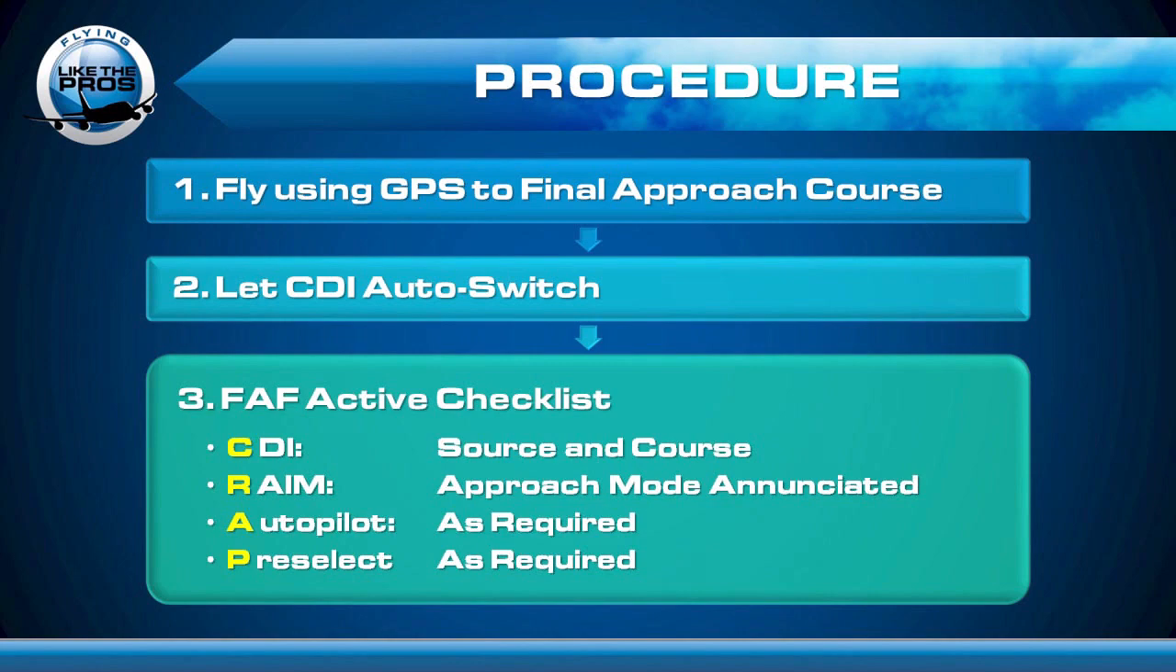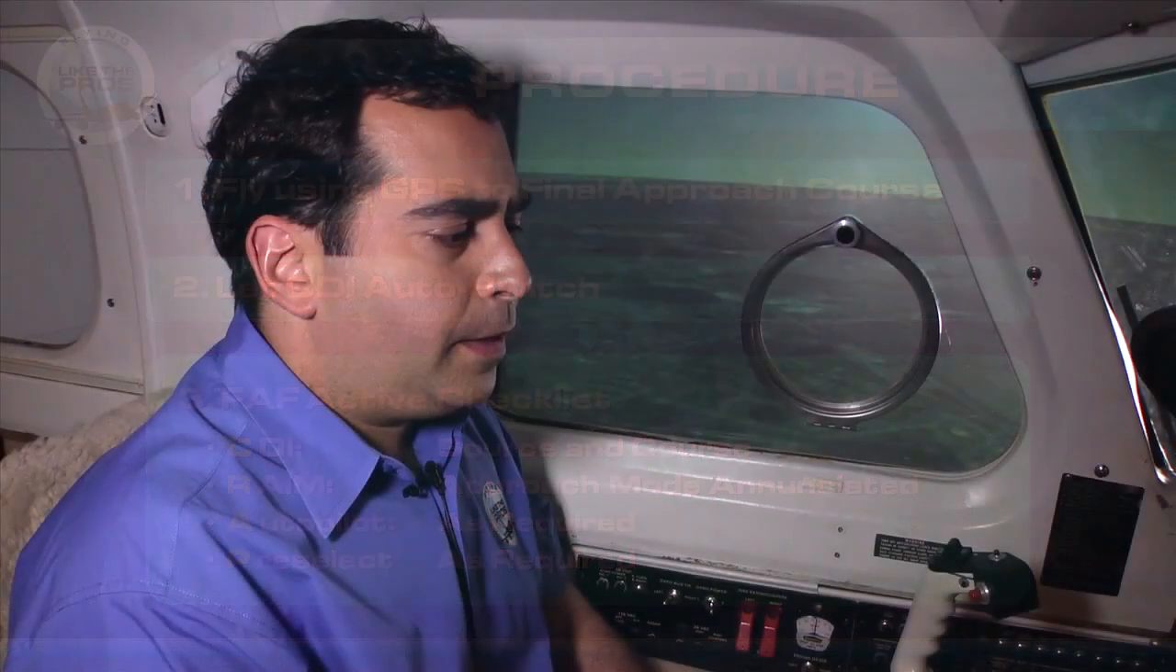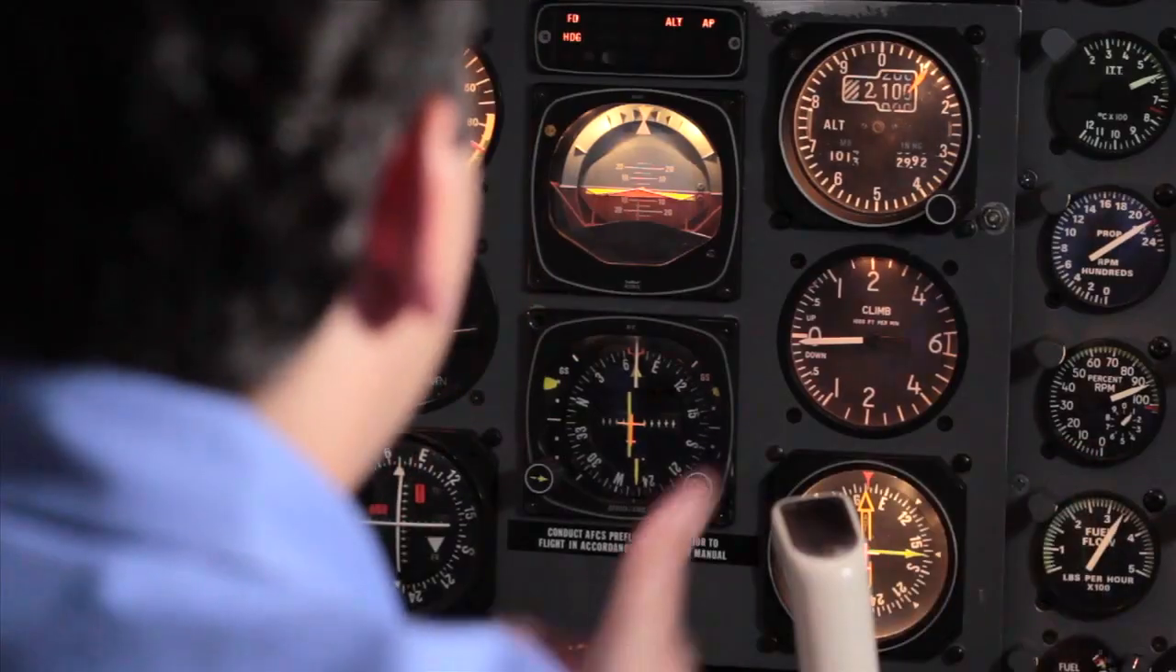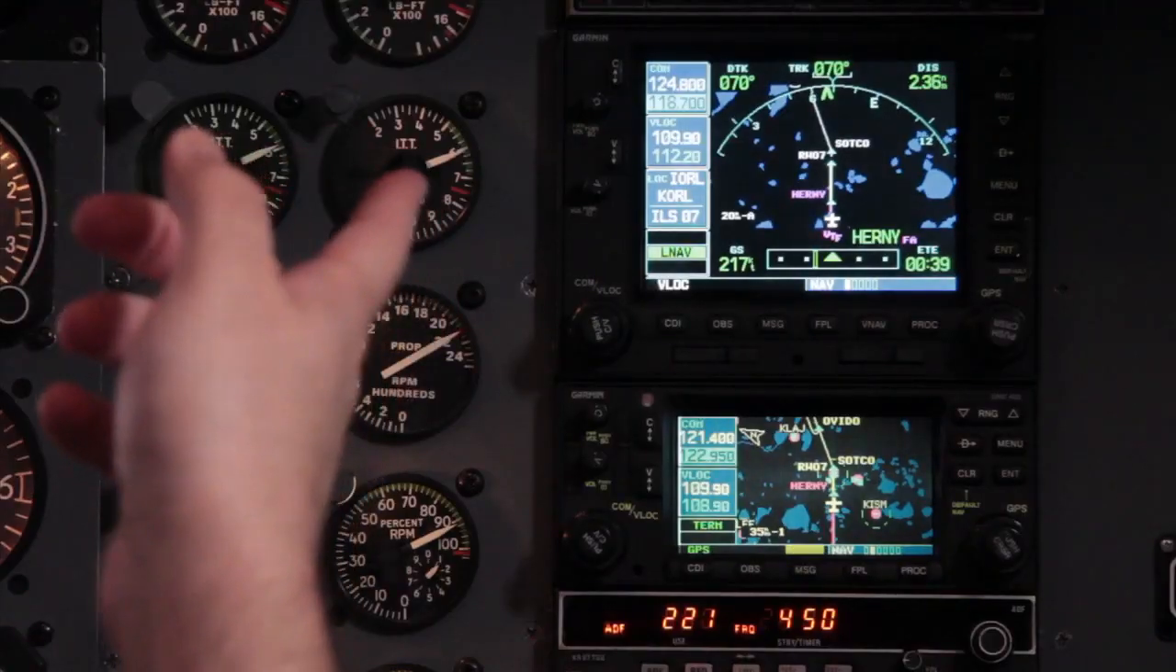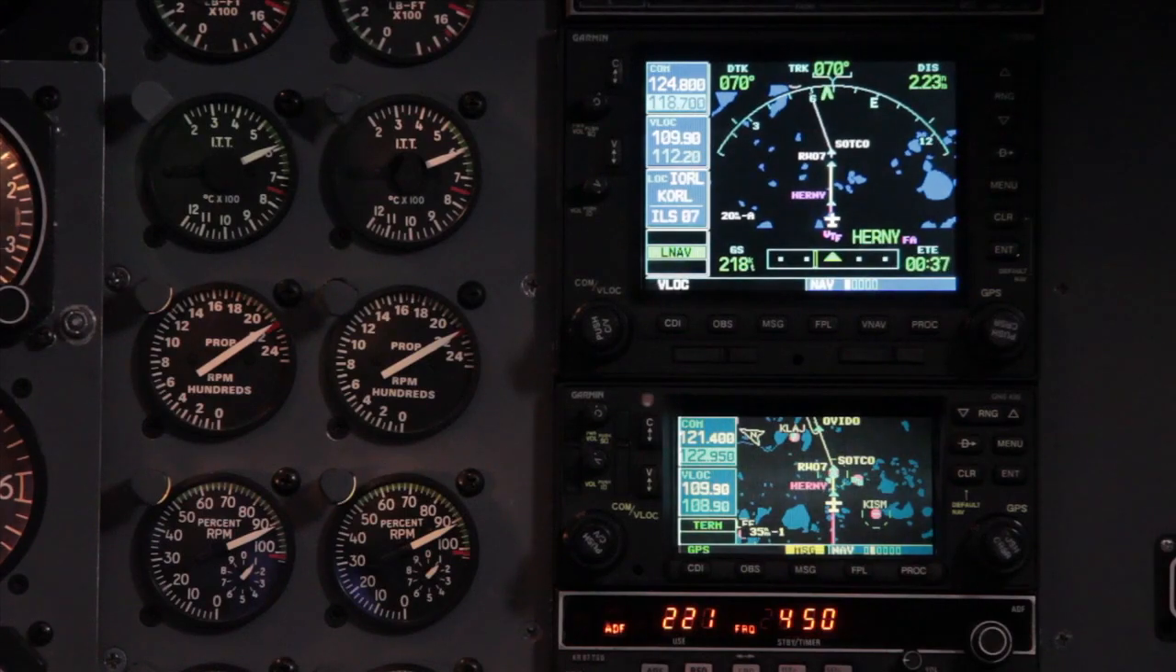Let's go to video and show it to you. For C, it's CDI, source and course. I make sure that the source is on VLOC, it is, and that the course is set to 070. For the R, I'm checking the RAIM and that the Garmin has gone into LNAV mode, which it has.